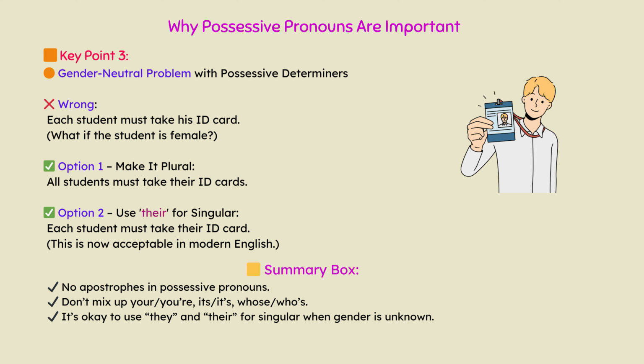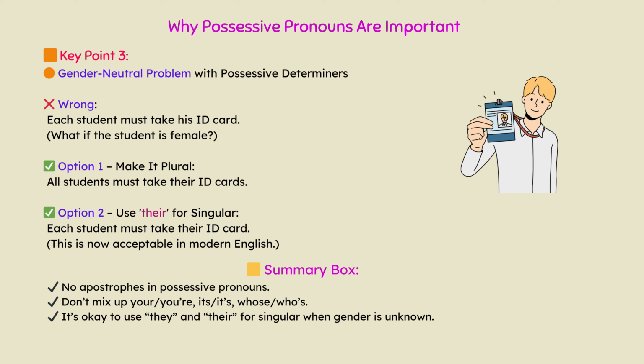Option 1: make it plural. All students must take their ID cards. Now it's inclusive and sounds natural. Option 2: use their for singular. Each student must take their ID card. This might look plural, but in modern English, it's completely acceptable to use they or their as a singular, gender-neutral pronoun. It avoids assumptions and keeps the sentence clear and inclusive.